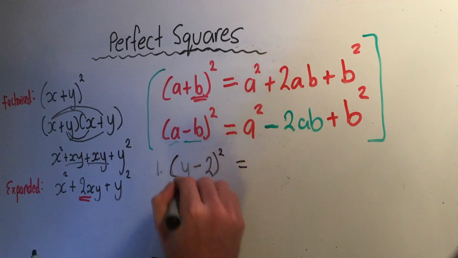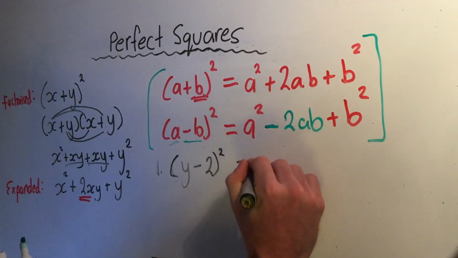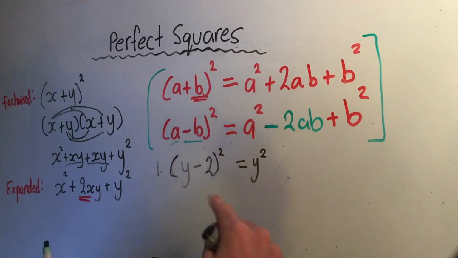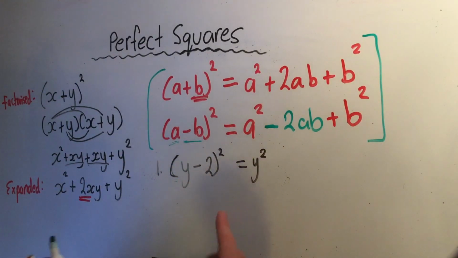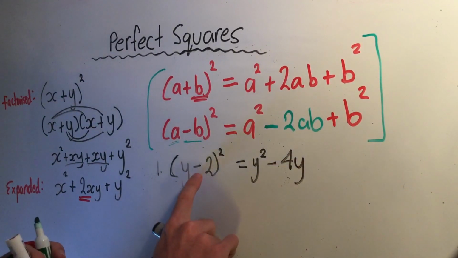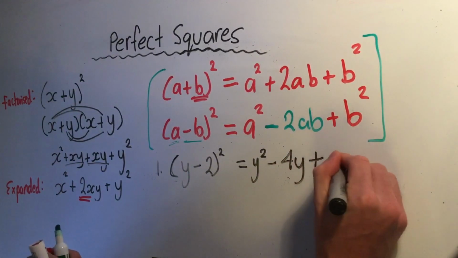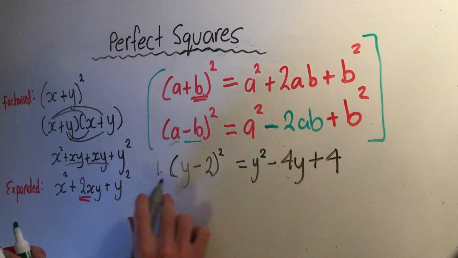Well, it's going to equal, according to this formula, the first term squared, y squared. Then it's going to be these two terms times each other, times 2. So y times minus 2 is minus 2y, times 2 is minus 4y. And then it's going to be this last term squared. What's minus 2 squared? Plus 4. So that is the expanded form of this perfect square.